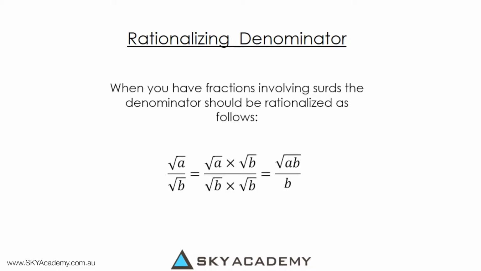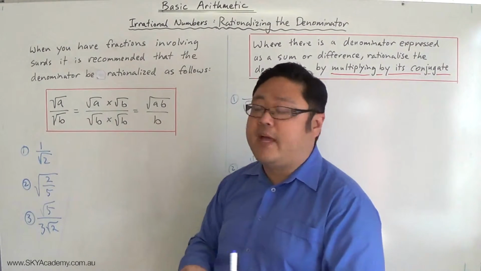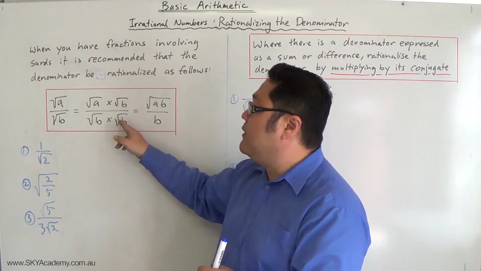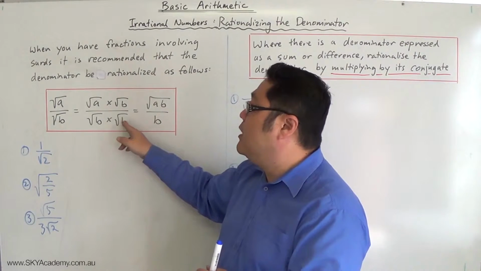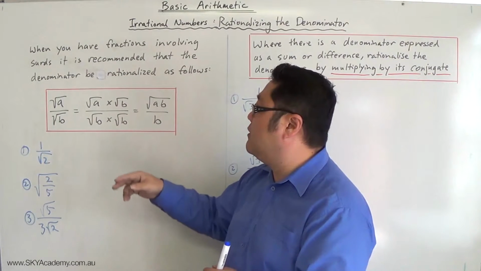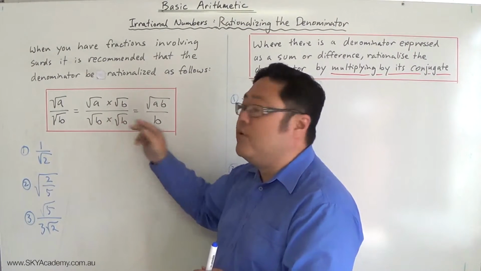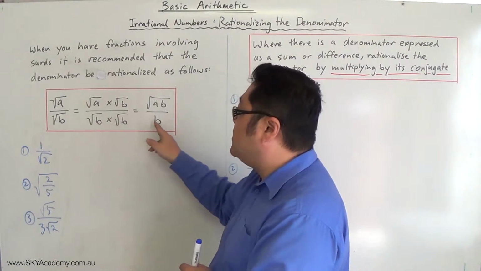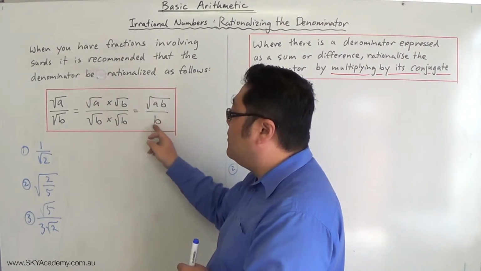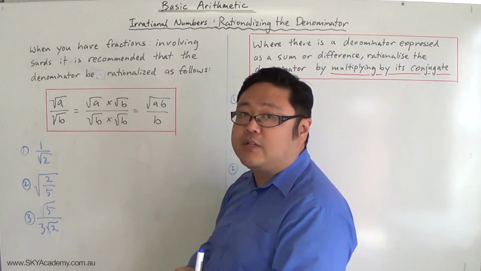So you've got root A over root B. What you want is to get rid of the root bit on the bottom. And you do that by multiplying root B by itself. But if you multiply root B by itself on the bottom, you have to do the same thing on the top to keep the fraction equal to itself. So you've got root A over root B times root B on top and root B on the bottom. Root B times root B gives you B. Root A times root B gives you root AB. See how the bottom doesn't have any square root signs anymore? That's what I mean by rationalizing the denominator.